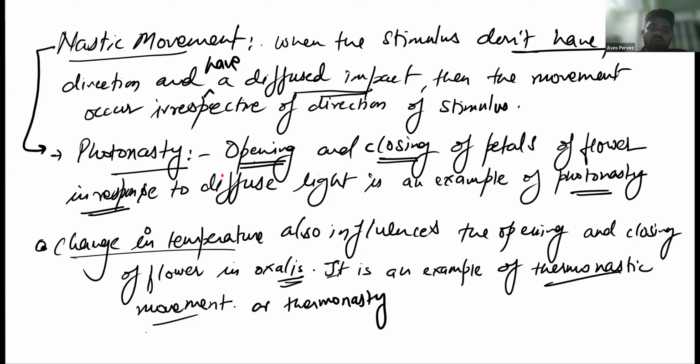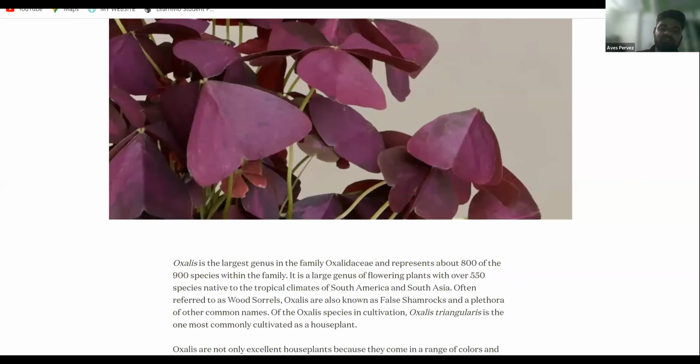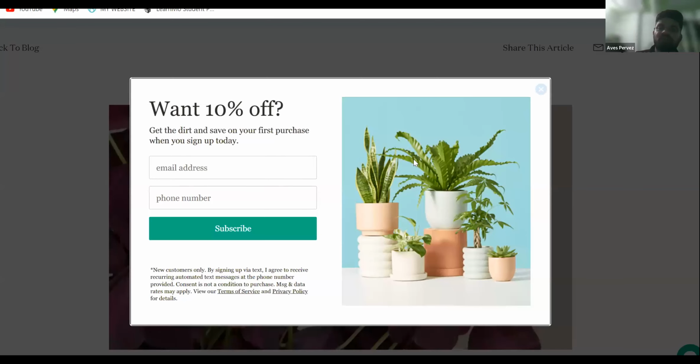Oxalis, Ashit. Oxalis is a flower. Oxalis flower. Let me show you an oxalis flower. It is a type of flower. This is an oxalis flower. You are very much familiar with this oxalis flower. Okay, so you have seen it, I hope.